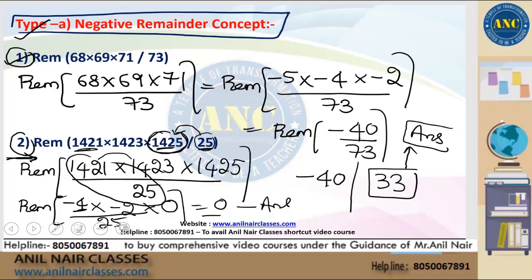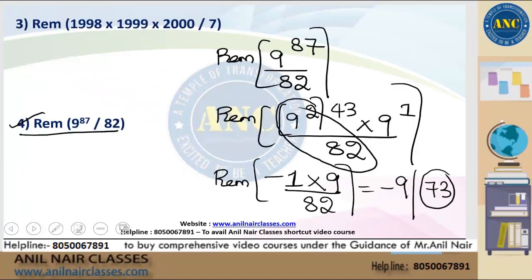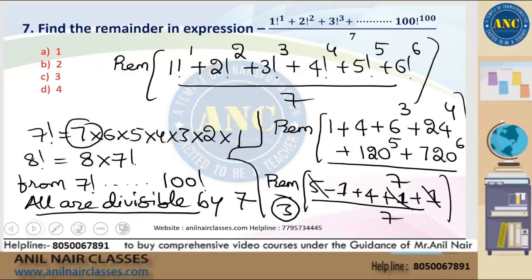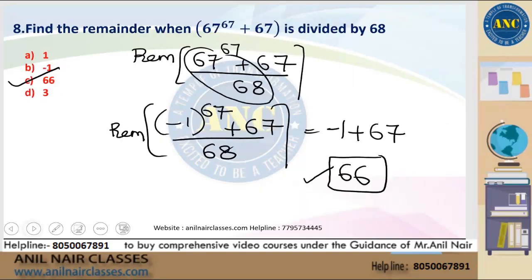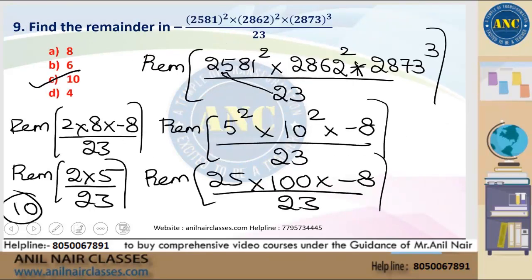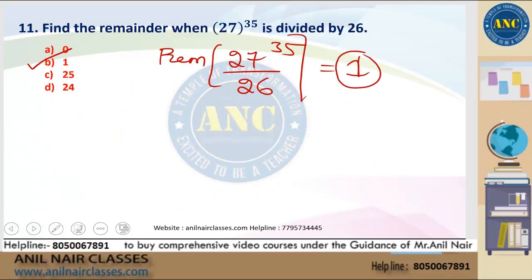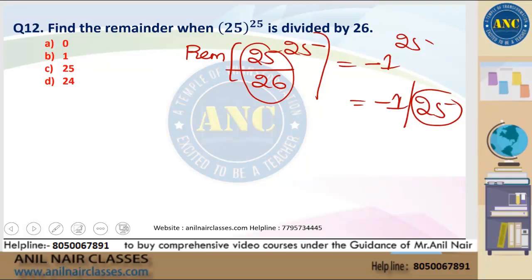First, problems where the numerator is divided by the denominator. First problem, second problem, I'm just revisiting the concepts. For students who missed the morning class, these are all the problems which we discussed: 1, 2, 3, 4, 5, 6, 7. The seventh question is on factorial. 8th question, 9th question, 10th one, 11th one.